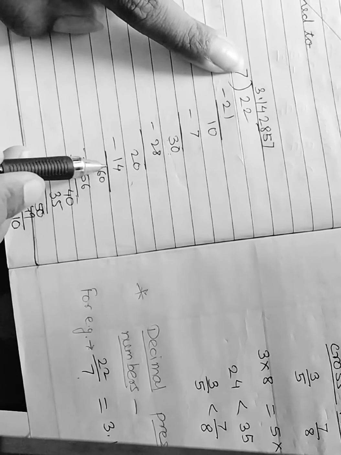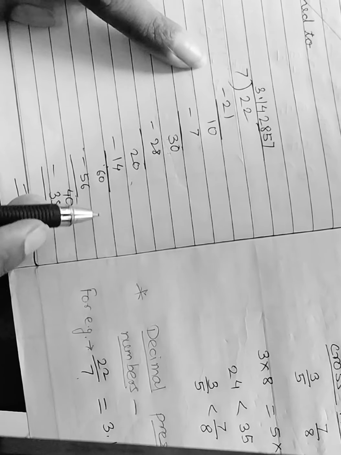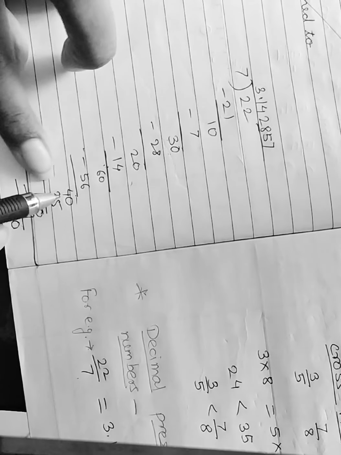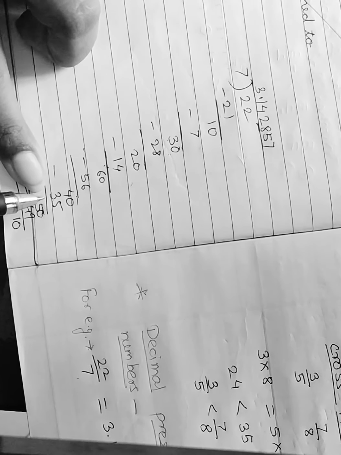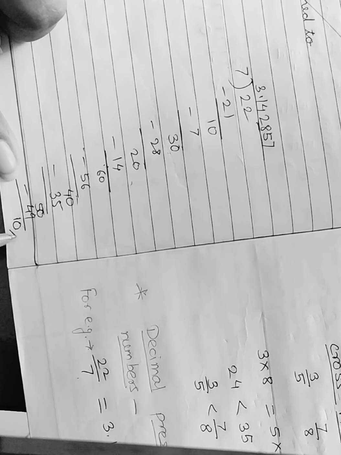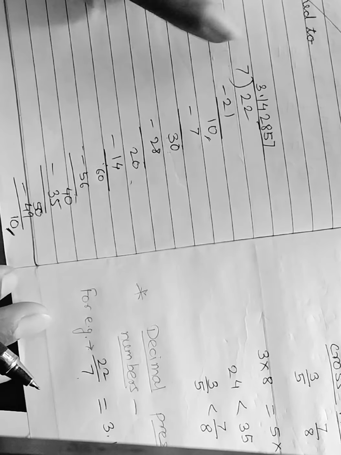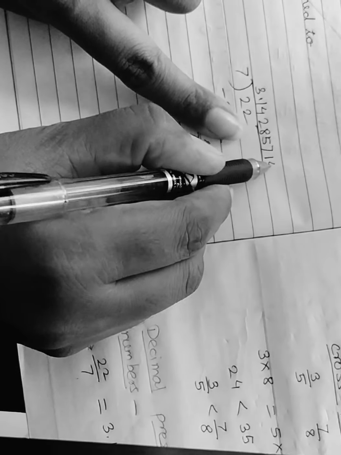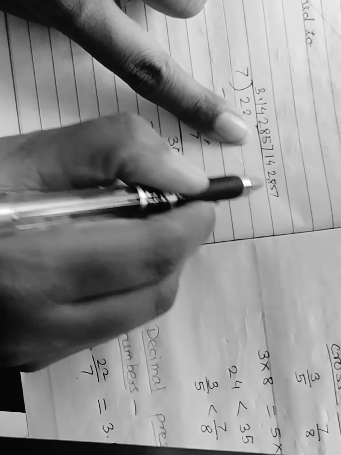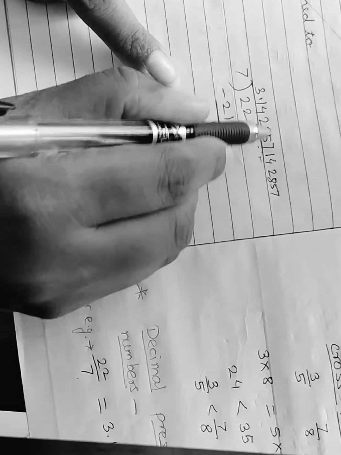Remaining 20. Then 7 twos are 14. Remaining 6. 0. That is 60. Then 7 eights are 56. Remaining 40. Then 7 fives are 35. Remaining 5. And then 7 sevens are 49. Remaining 1. Now you can see here the remainder is 10. That comes again to the first step. That means if you continue this division, you will get 1, 4, 2, 8, 5, 7 like this, and again 1, 2, 3, 4, 5, 6. These 6 digits will repeat again and again.